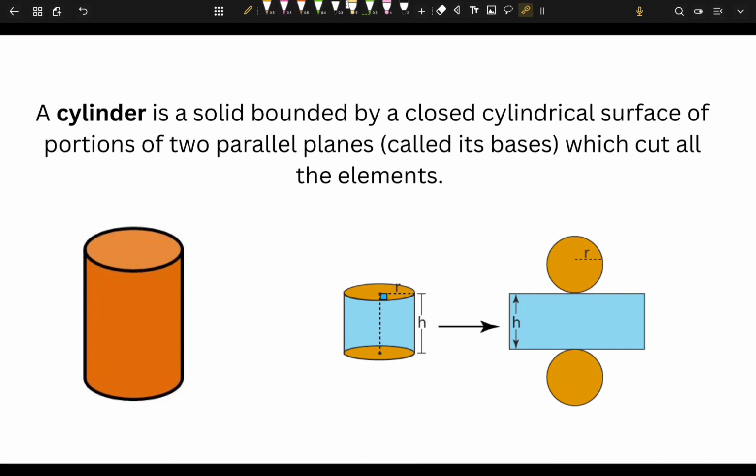Yung cylinder po is a solid bounded by closed cylindrical surface of portions of two parallel planes called its bases, which cut all the elements. Dito, ang alter ng ating non-polyhedron to polyhedron kung sa usaping cylinder is yung ating tinatawag na prism.